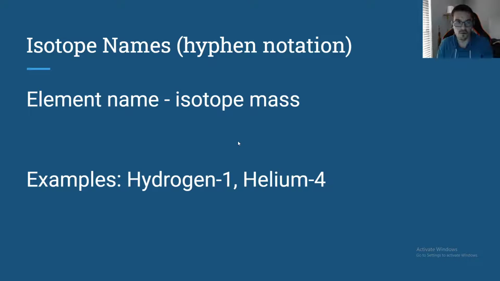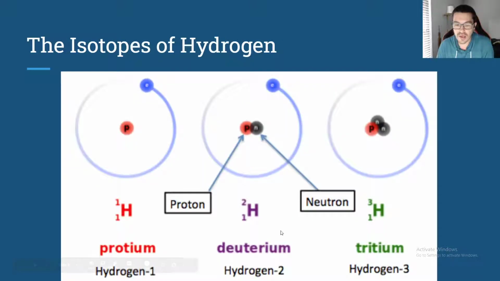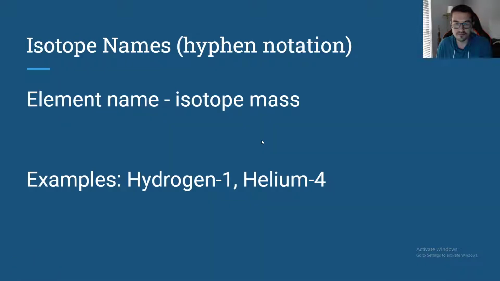Okay, so moving forward. Isotopes, their names are written in what is called hyphen notation. It looks like this: the name of the element, and then a dash or a hyphen, and then the mass of that specific isotope. So for example, hydrogen-1 or helium-4. As you can see down here, we had hydrogen-1, hydrogen-2, and hydrogen-3. That number there is the mass number of the isotope.